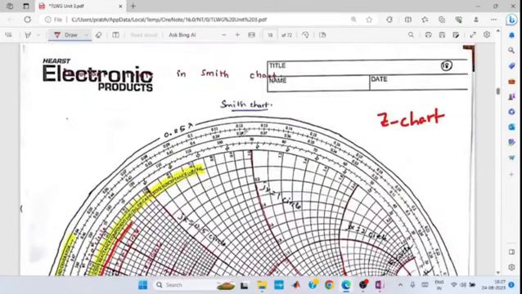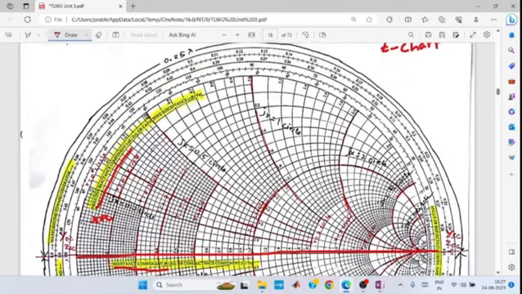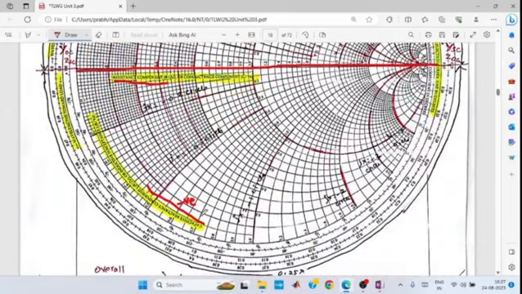When you are considering the Smith chart as a Z chart, this is nothing but the real axis, the resistance component. Above the real axis is the positive reactance, that is the inductive reactance component. Below the real axis is the negative reactance component, or capacitive reactance component.